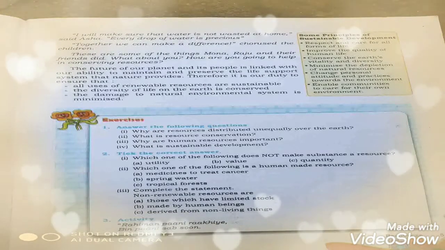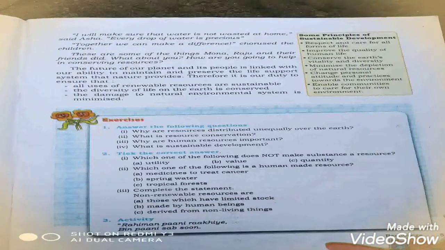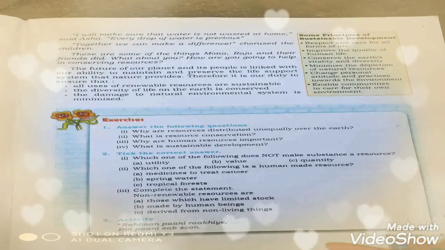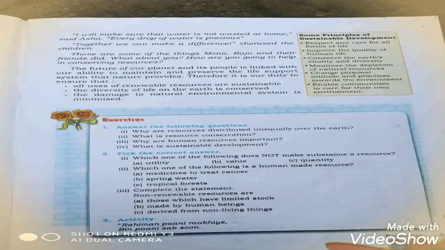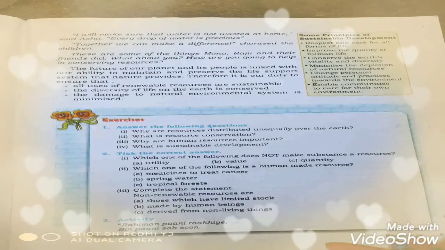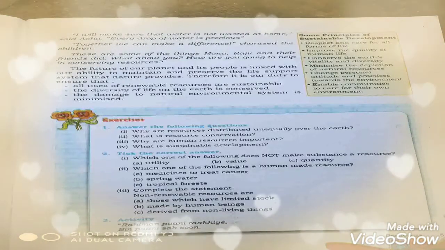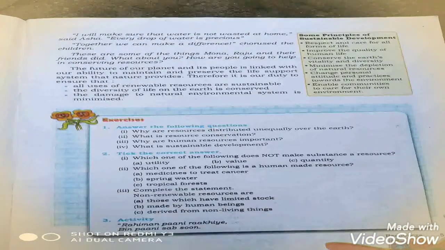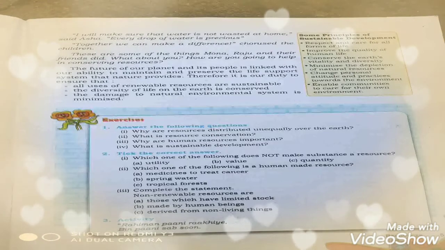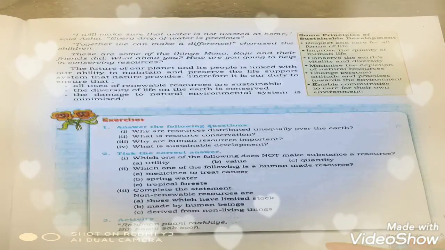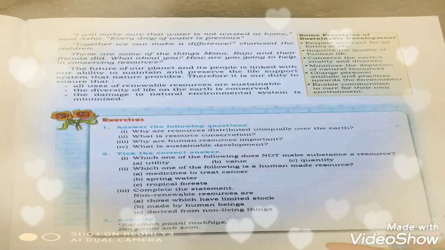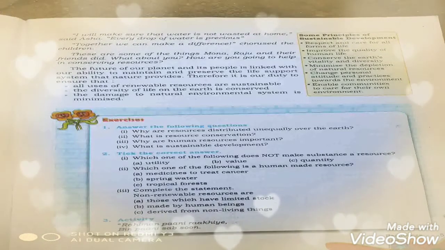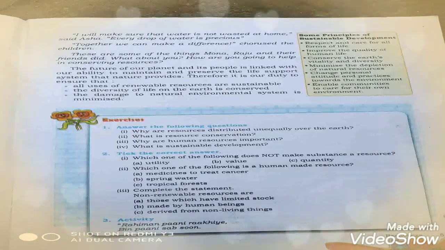Exercises. 1. Answer the following questions. Why are resources distributed unequally over the earth? Why are human resources important? 2. Tick the correct answer. Which one of the following does not make a substance a resource? Which one of the following is a human-made resource? Medicines to treat cancer, tropical forests. Non-renewable resources are those which have limited stock, made by human beings, derived from non-living things.